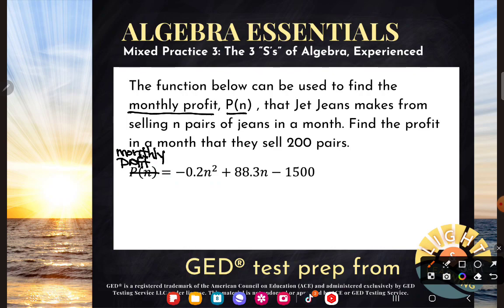Okay, so monthly profit is, and now this looks gross too, except notice, this is the monthly profit that Jet Jeans makes from selling n pairs of jeans, and we know n. They told us how many pairs of jeans they sold, guys. They sold 200 pairs of jeans. That means that n is 200.